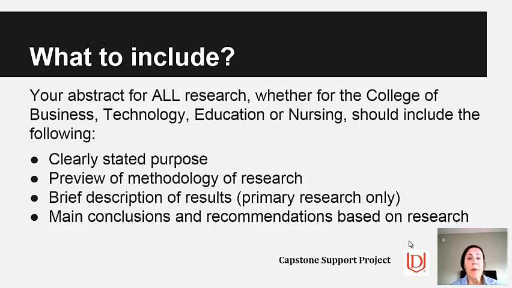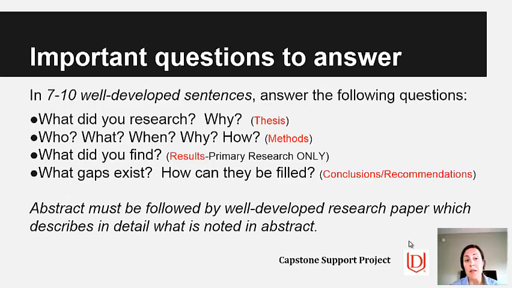What to include then? No matter who you're writing for, whether it's for the College of Nursing or the College of Business, you need to clearly state your purpose, preview your methodology, knowing that you're going to get into the specifics later, a brief description of your results, this is for primary research only, and then your main conclusions and recommendations based on your research.